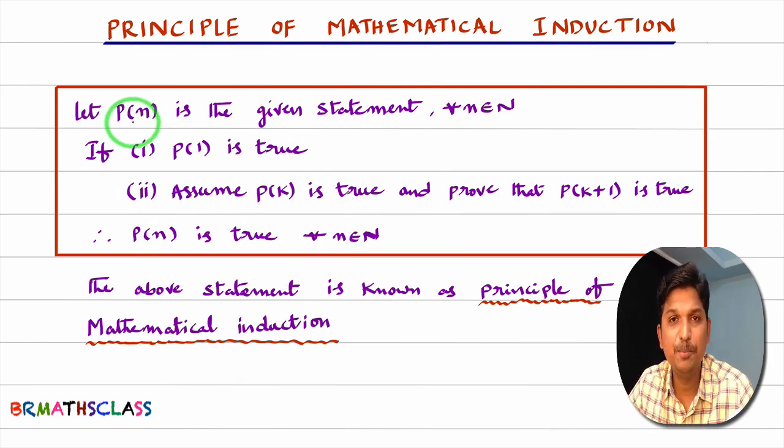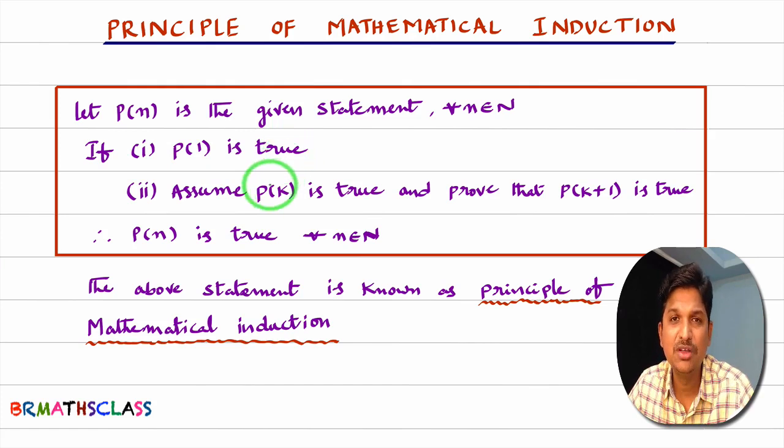What is P of n? P of n is cooking rice of n pieces. First, we'll prove that P of 1 is true. We'll take one piece of rice and press it and check whether it is boiled or not. If it is boiled, it means that P of 1 is true.